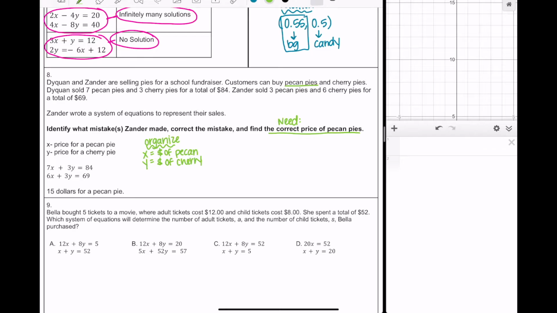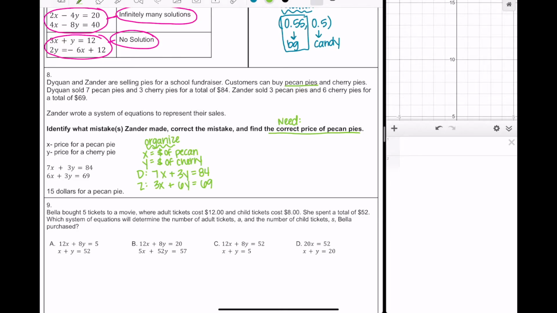Some more information that we know is that for Daquan, he sold 7 pecan pies, so 7x, plus 3 cherry pies, so 3y, for a total of $84. And then Xander sold 3 pecan pies, so 3x, plus 6 cherry pies, so 6y, for a total of $69.